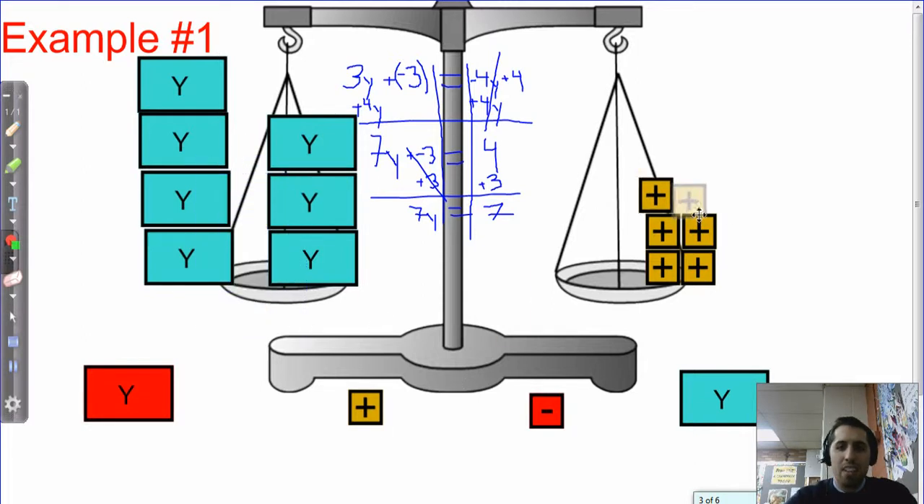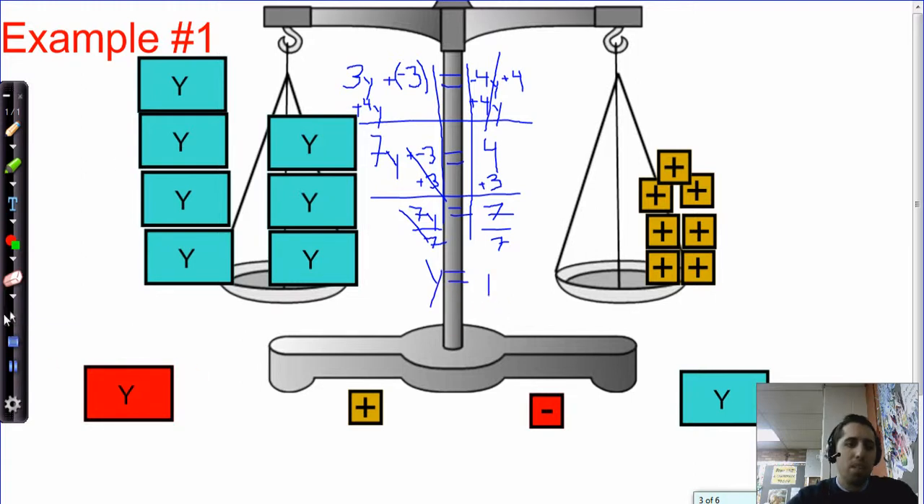I have 7 y's and they're equal to 7 positives, well, I know each of those y boxes is just holding 1 positive. And we'll just divide by 7 on both sides, divide it into 7 different groups, and each group is going to have 1 in it. So y is equal to 1 in this case.